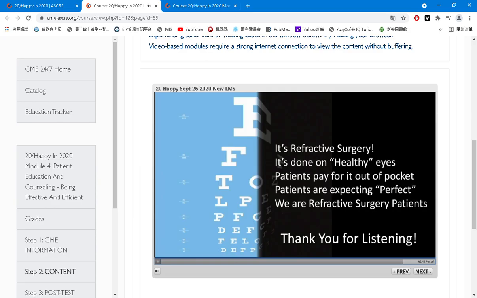So in closing, it's refractive surgery. You're doing it on healthy eyes. Patients are paying for it out of pocket and they're expecting perfect. The last thing I would leave you with that helps to understand the refractive surgery patient psychology is that we are all refractive surgery patients.